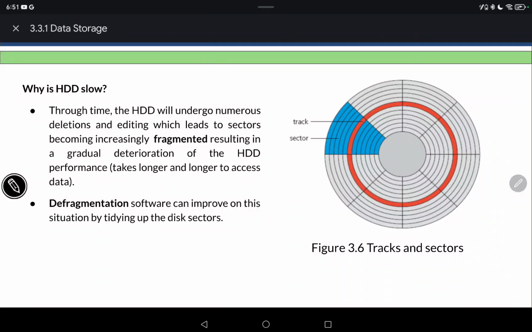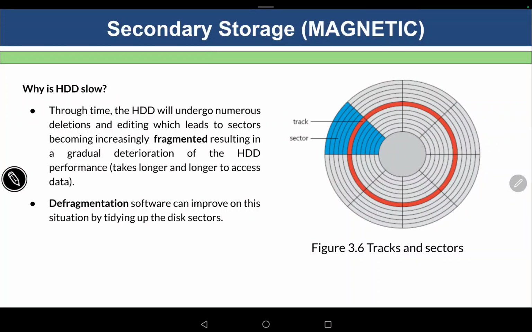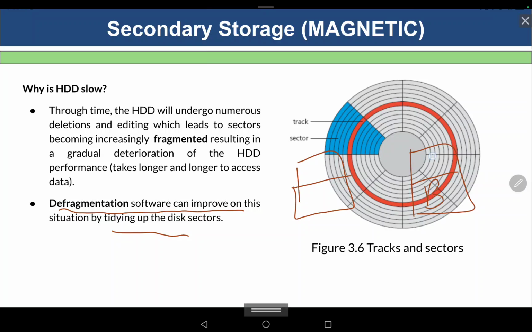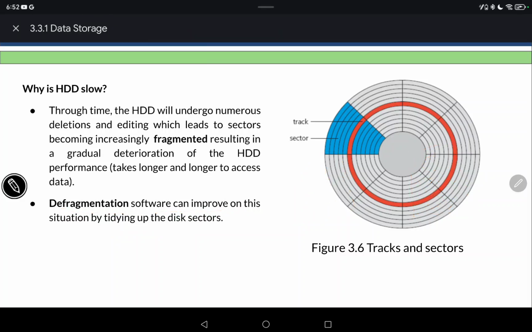But in order to help rearrange the data to be stored more efficiently, defragmentation software can be used to improve on a situation like this by tidying up the disk sectors. So by moving the data to, for example, there are two spaces here, and let's say there's another space here, and we have B, C, and then we have B. So this can be removed from here and placed here. So that is how the fragmentation works.